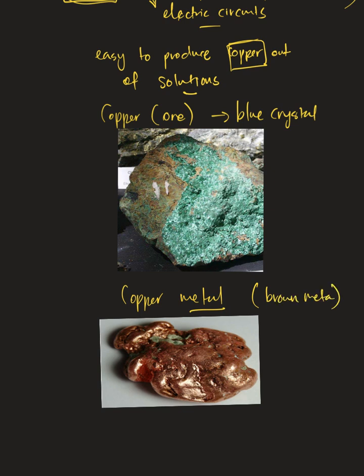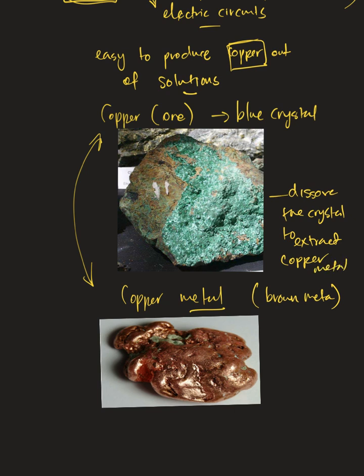And the only way to go from here to here is to dissolve this. So dissolve the crystal to extract copper as a metal. Right? That's the only way that I'm going to be able to go from a copper ore into a copper metal. Right? So we're just going to go a little bit deeper into this.